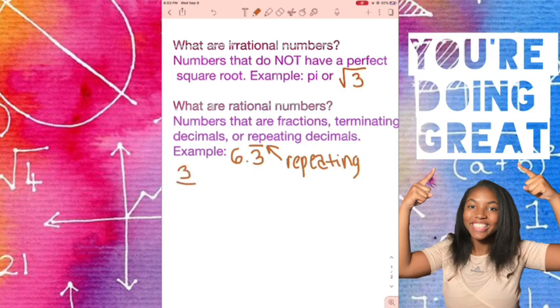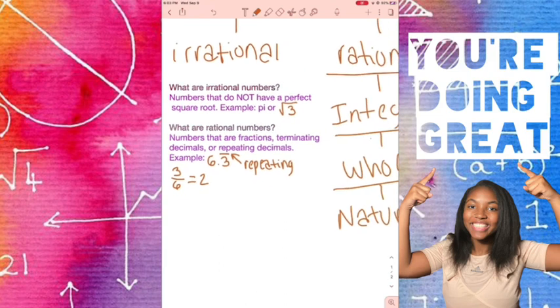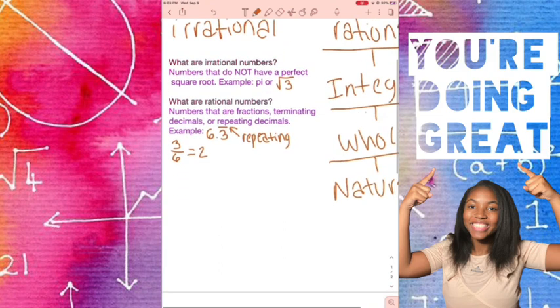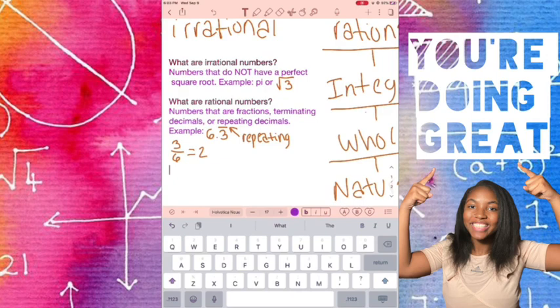As for a fraction that would qualify as a rational number, an example would be 3/6. That can be simplified to just 2. So it does not have to be a fraction that can't be simplified. Any fraction could be a rational number, but not all fractions need to be simplified first.